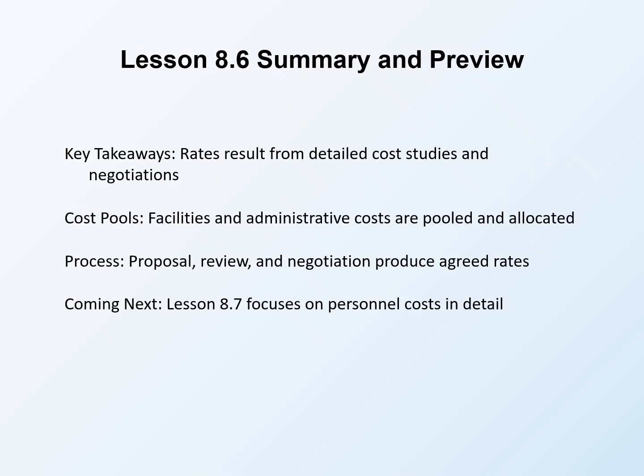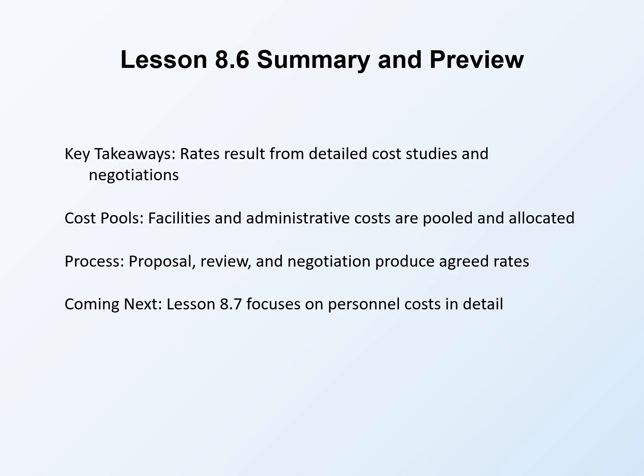Let us summarize the key points from this lesson on calculating F&A rates. Indirect cost rates result from detailed cost studies documenting actual organizational expenses and negotiations with cognizant agencies to reach agreed rates. This process, while complex, ensures that rates fairly represent the relationship between indirect costs and sponsored activities.